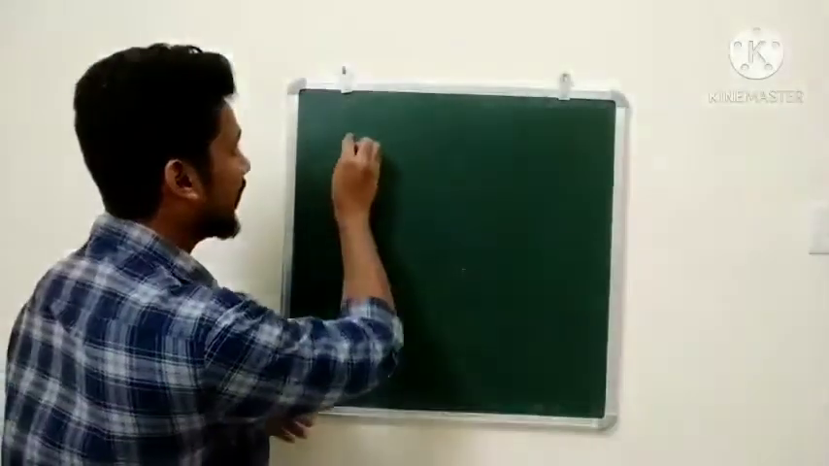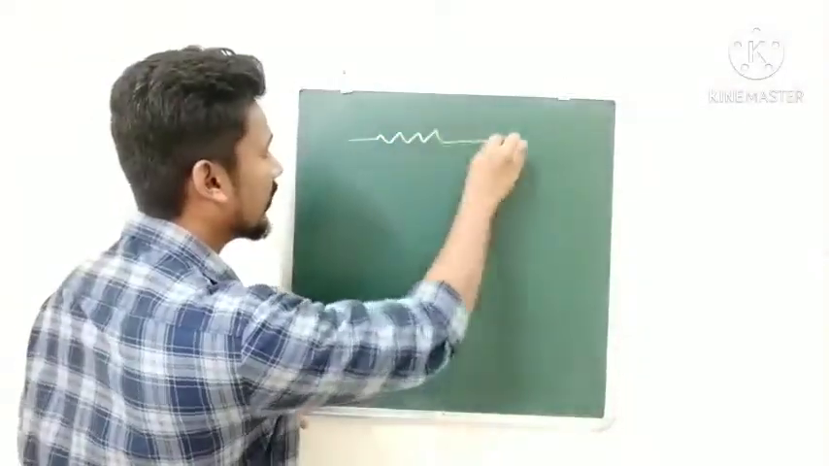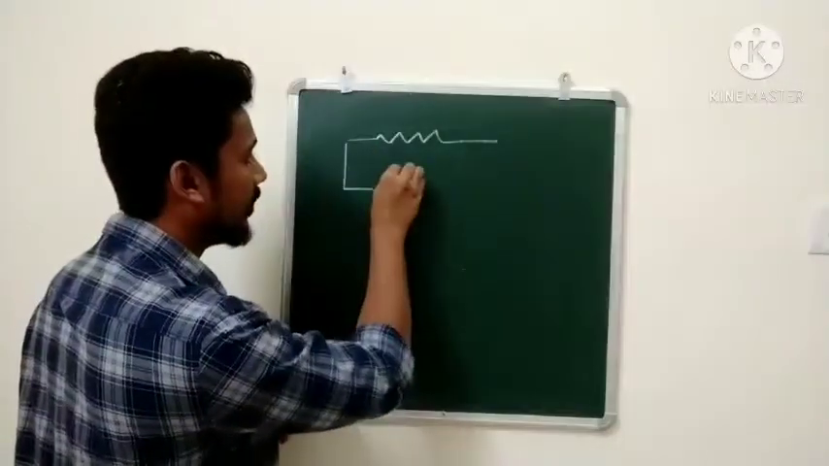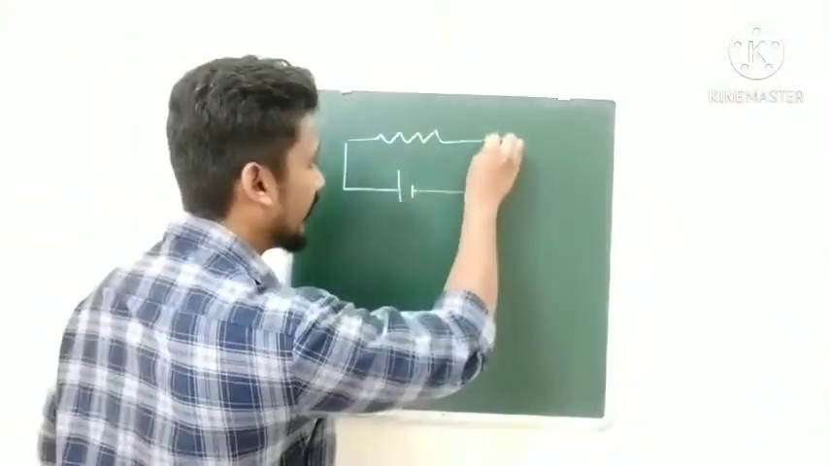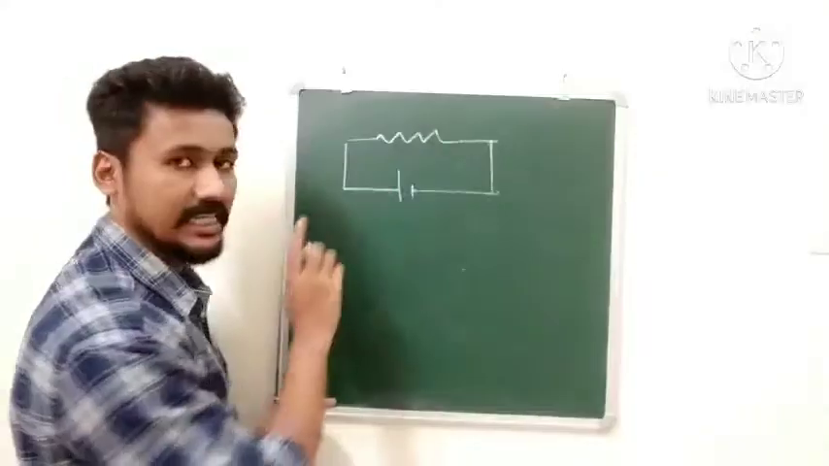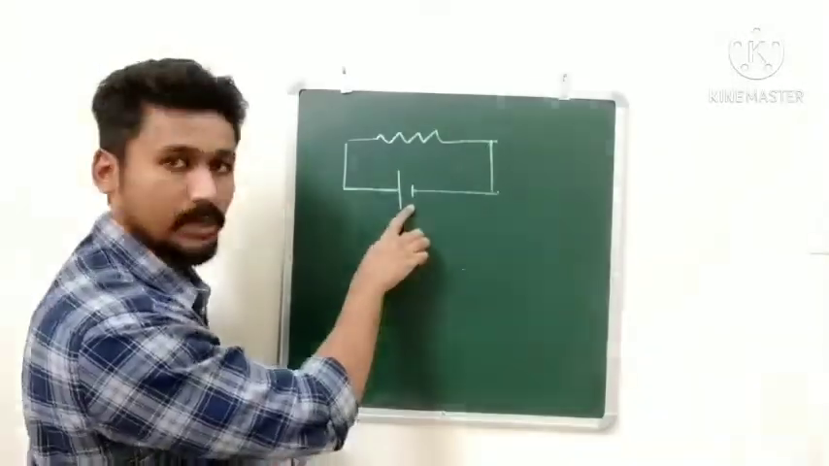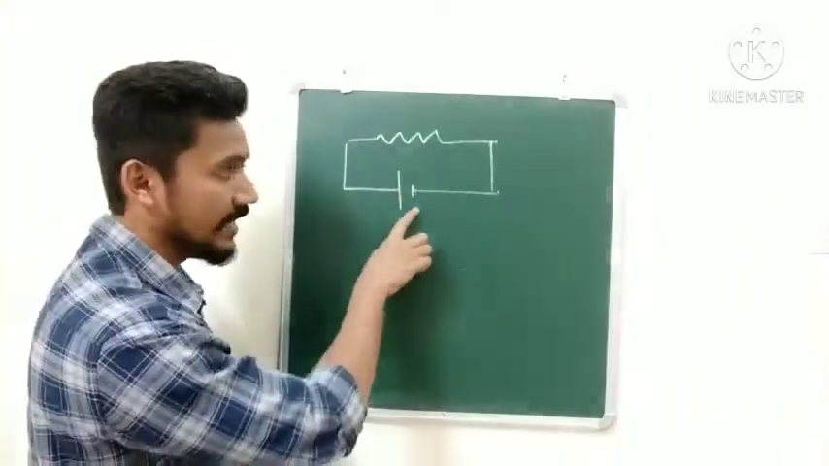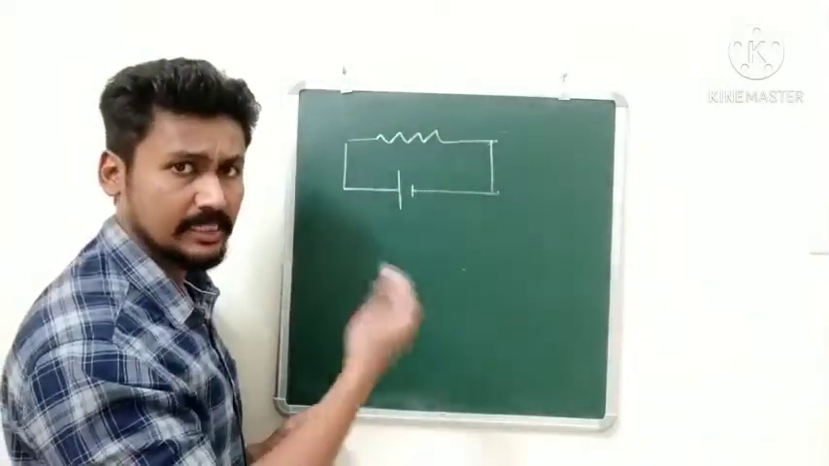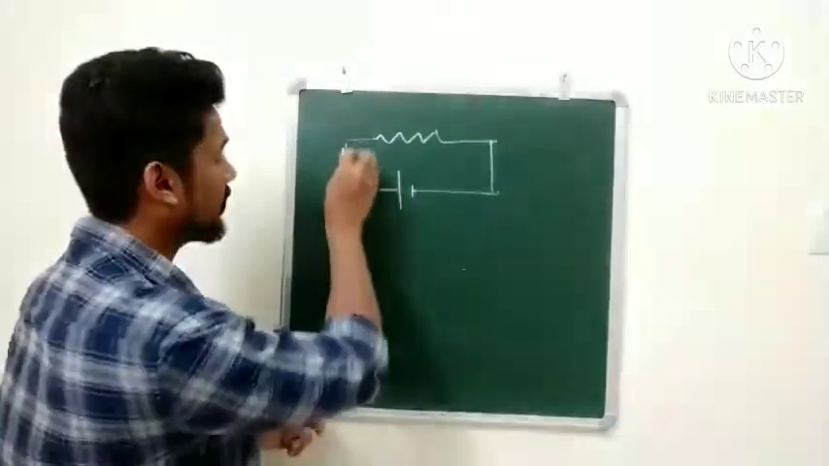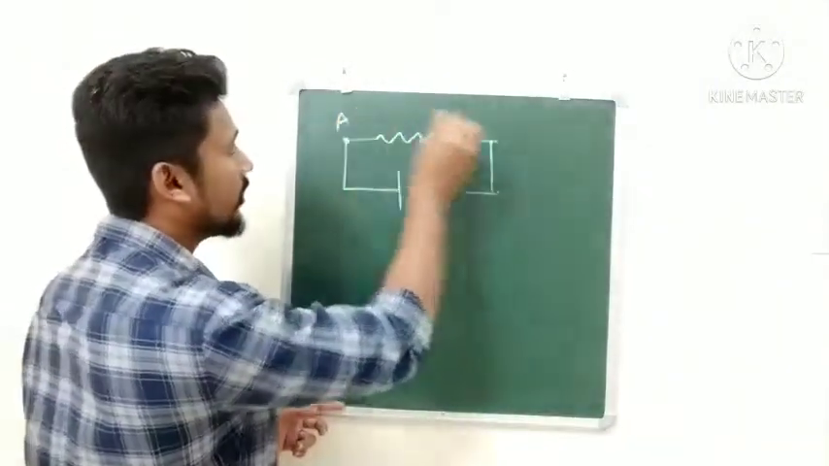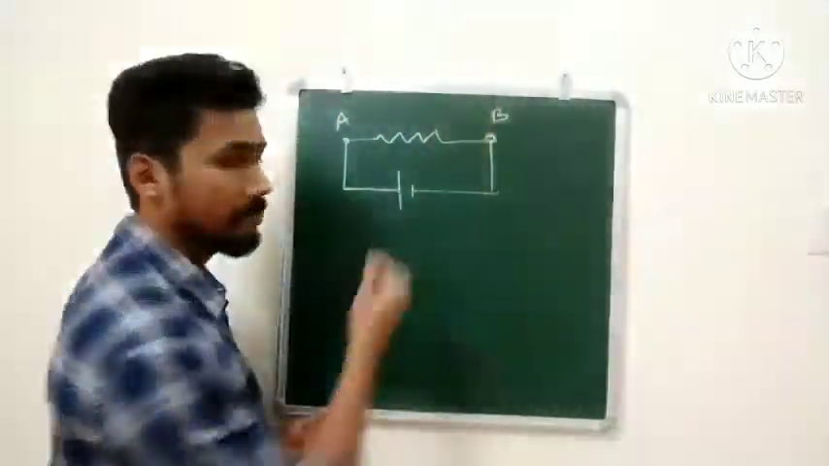So let us say we have a resistor, and to that resistor we connect a cell. Now this cell is a direct current. How do you know it is a direct current? Because of the symbol. When we draw a cell like this, it is a DC power supply, a direct current power supply. Let me write this point as A and this point as B.